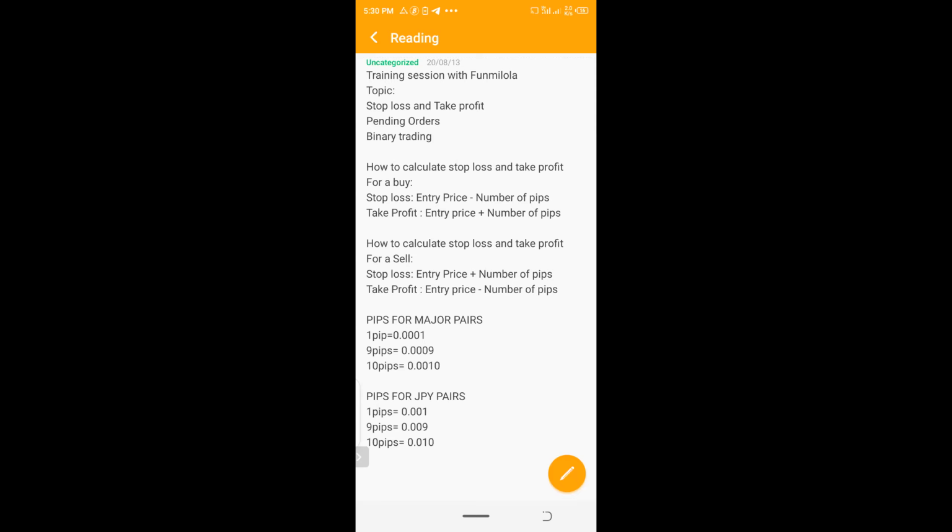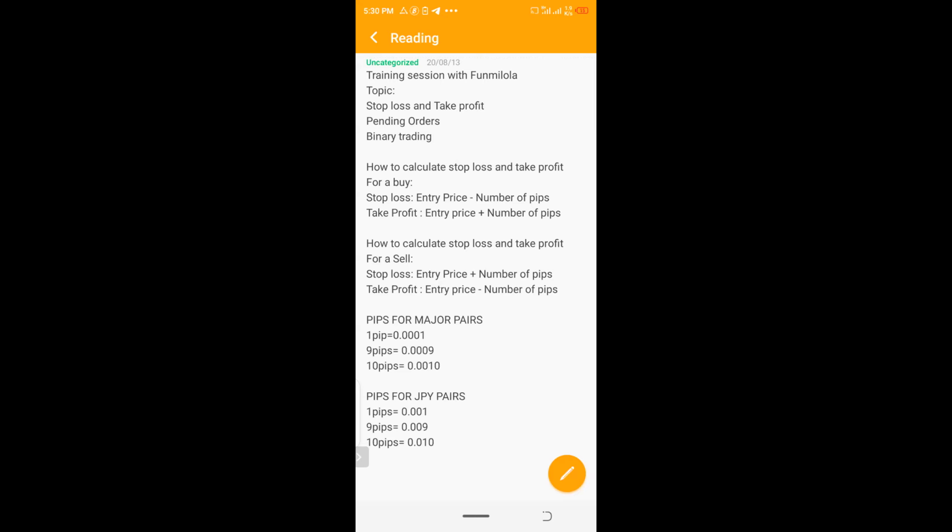And if you're selling, you want the exchange rate to depreciate. So you are going to take your profits down and stop your loss up. All right, so that brings us to the formula that you can use to calculate your take profit and stop loss for a buy position and sell position. Can somebody screenshot what I have on my screen before I take it to how you can get your entry price? Now, for a buy position, how can you calculate your stop loss?